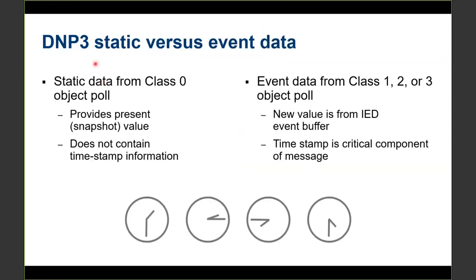This slide compares the static poll versus event data. As we can see, the static poll provides the present value, kind of a snapshot. It's pretty similar when we compare with the Modbus protocol. The response from the slave station doesn't contain timestamp information. And beyond that, it doesn't clear the buffer on the slave station.